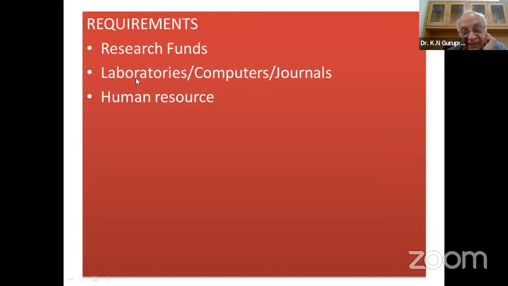So we need to increase the research fund and also the facilities of the laboratories, facilities of the computers for them, and also the journals in the library. So all these need to be enhanced in order to increase the human resource, if we have to involve the undergraduate and postgraduate students along with our research students. Then the next question comes: how much time do we have to do research? This question comes particularly for the teachers who are doing teaching and research simultaneously, and I come to that time again in my latest slide.